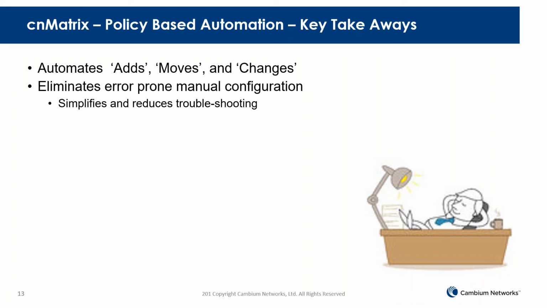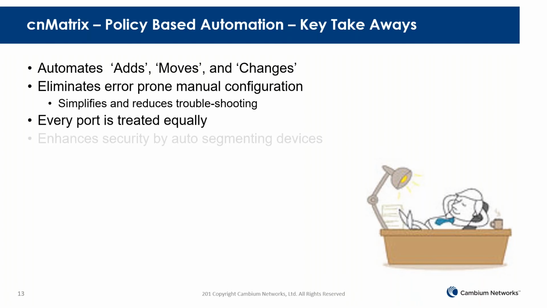I don't know if I believe this, but they do say that 80% of network problems are due to misconfigurations. Every port is treated equally. A lot of people, nothing wrong with this, will hard configure their switch: ports 1 through 4 are for access points, and ports 5 through 8 are for, I don't know, video surveillance cameras or something like that. You no longer have to do that. Every port is treated equally. You plug your device into any port you want.